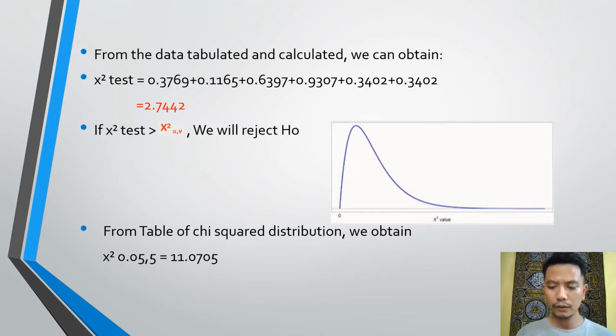From the table of the chi-square distribution, we obtain that chi-square alpha, which is 0.05, and the degrees of freedom, which is 5, is equal to 11.0705.